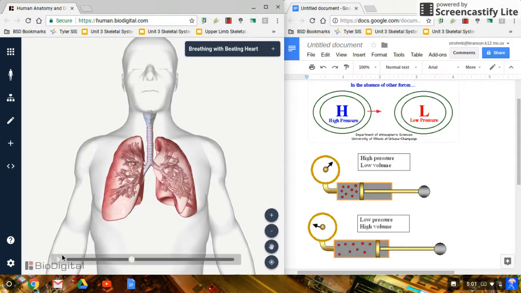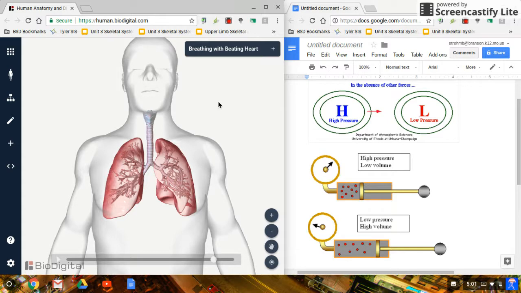Now, let's say it is time to exhale. We would see the diaphragm relax. It would return back to its normal dome shape. That would decrease the volume in the lungs, which would then increase the pressure inside of the lungs. And that would set up a new pressure gradient where you have higher pressure inside of the lungs, lower pressure outside of the lungs, and air is going to flow out of the lungs back into the atmosphere.